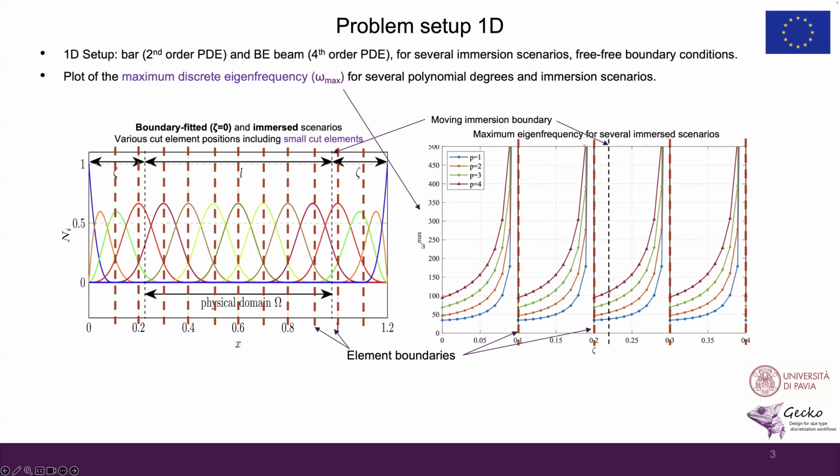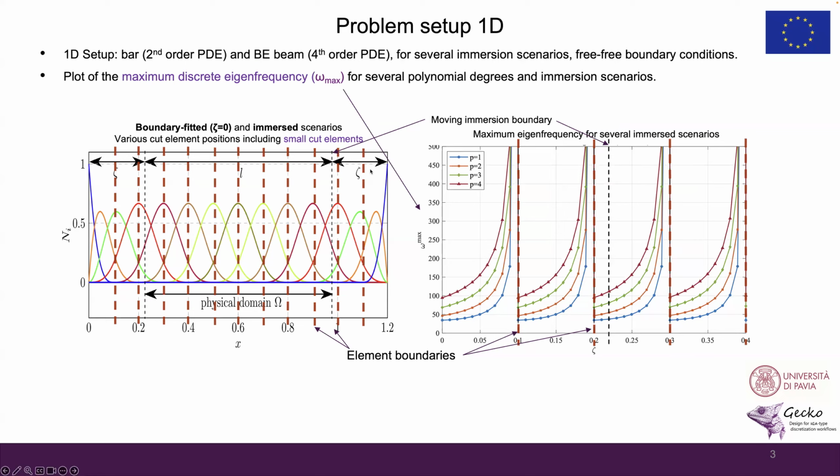This slide shows the 1D setup used in the previous video for the bar example that also applies to the Bernoulli-Euler beam case we are examining in this presentation. The moving immersion boundary, or variable zeta as we call it, is the immersion parameter that controls how much of an element lies outside the physical domain.